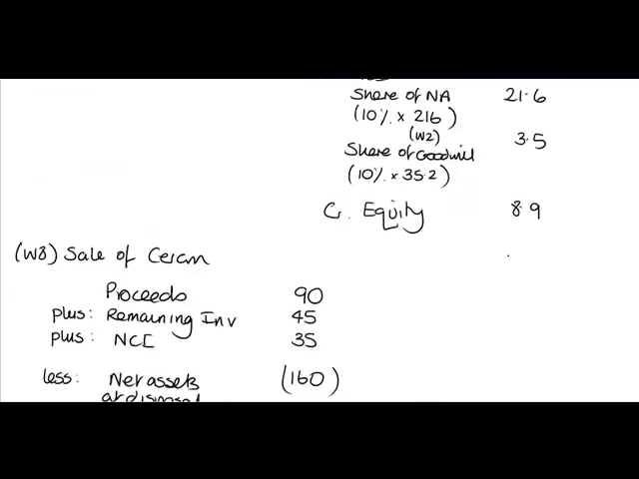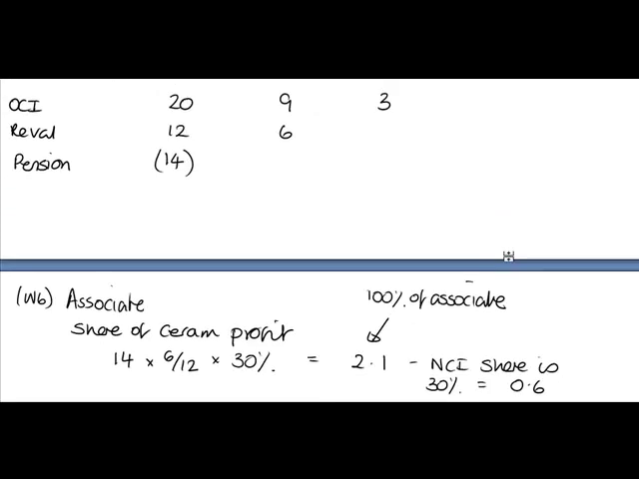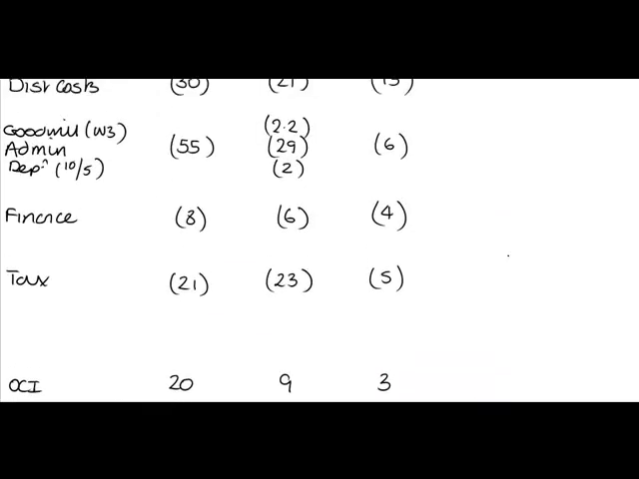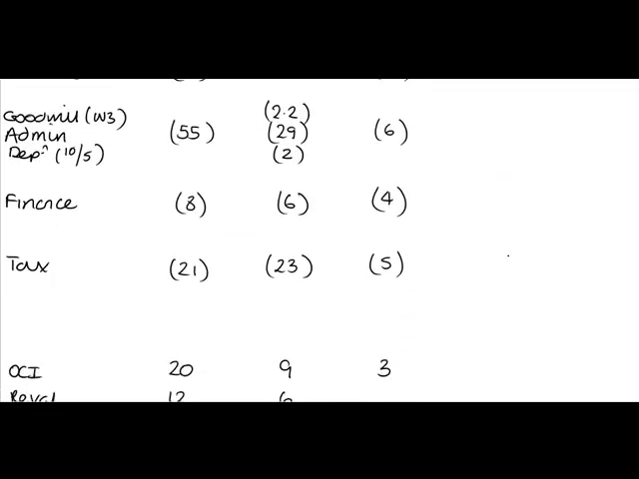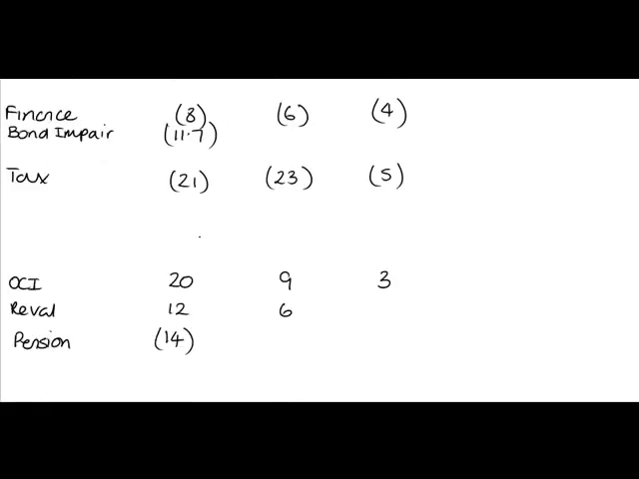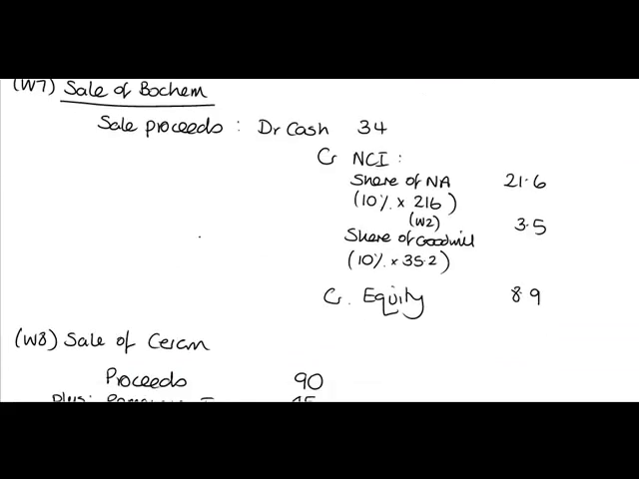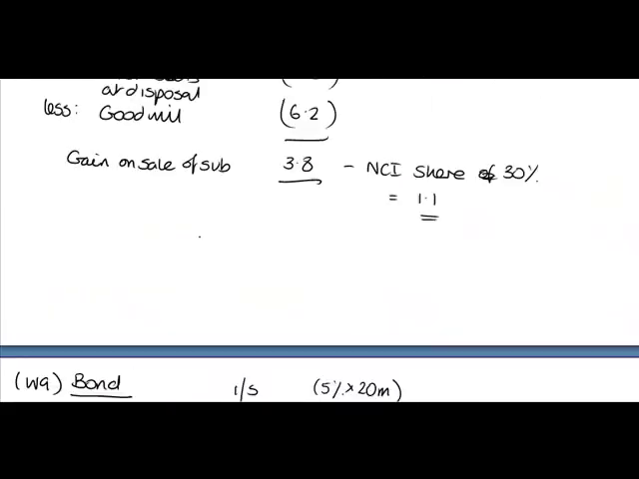I'm going to go up to the income statement. Finance costs. Bond impairment 11.7. And that bond impairment has come from working number 9.